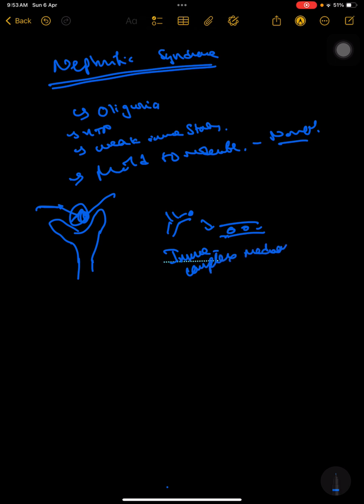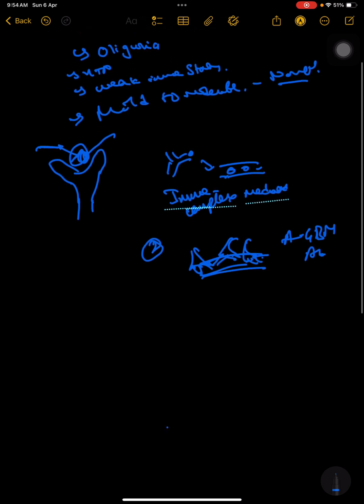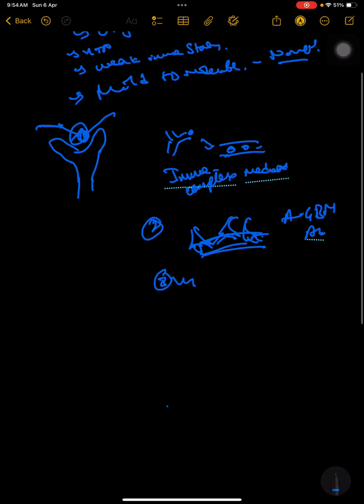Number two, there is anti-glomerular basement membrane antibody mediated. That means there is a basement membrane, and the antibody is directed directly against this basement membrane. So this is known as anti-glomerular basement membrane antibody. And there can be lymphokine mediated. Lymphokines or cytokines and the complement system act upon this pathologic mechanism and activate the secondary mechanisms that produce glomerular changes.